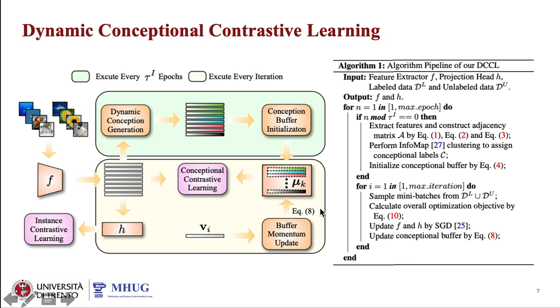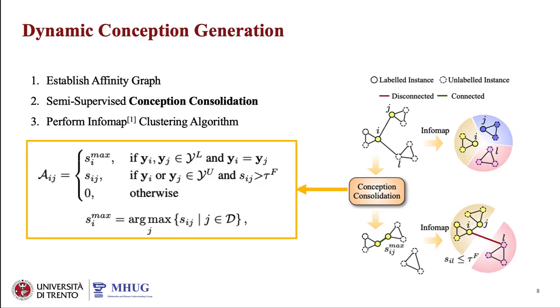The whole framework consists of two components. One is the dynamic conception generation, and the other is dual-level contrastive learning. These two components are executed alternately until model convergence. They benefit from each other.